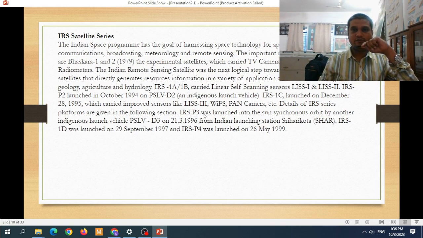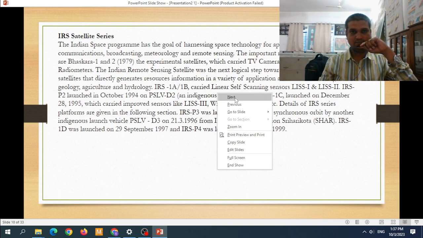Okay. Details of the series of platforms are given in the following section. IRS P3 was launched into sun synchronous orbit. I have already told you about sun synchronous and geostationary: geostationary means 24 hours and sun synchronous means near polar. Okay, that is launched on PSLV on 1996 from Sriharikota. You have to just remember this in tabular form. I have explained again and again, the name and the launching date, and you have to remember that table, which is very important for the Indian remote sensing satellite series.